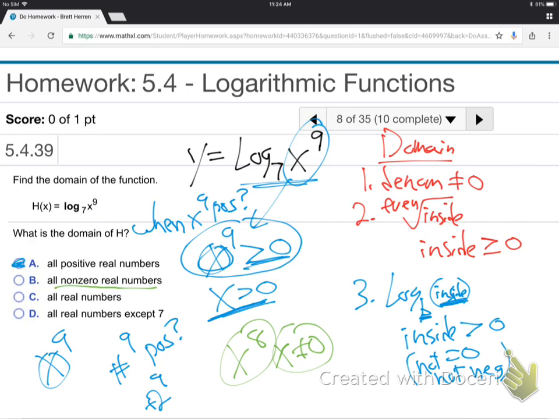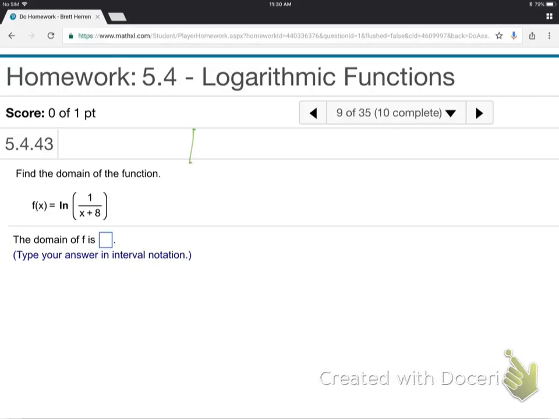Would the interval notation for this question be 0, infinity, then, right? For this one, yes, 0, infinity. ln is just another kind of log. Don't need to do anything special with that. So this is y equals ln of 1 over x plus 8. All right, so try that one. Find the domain. They're asking domain again.